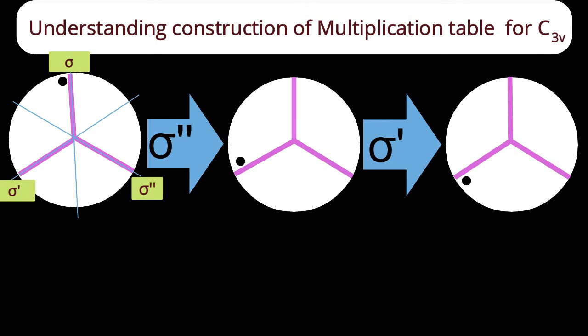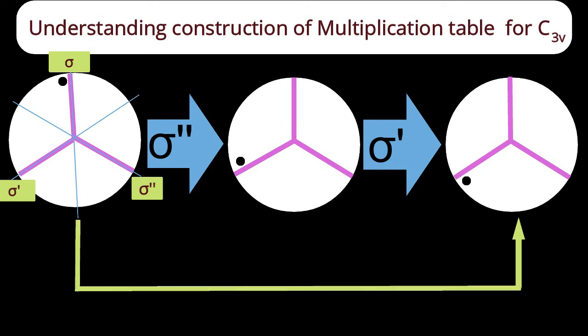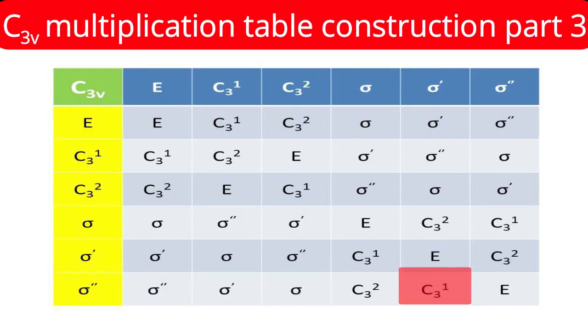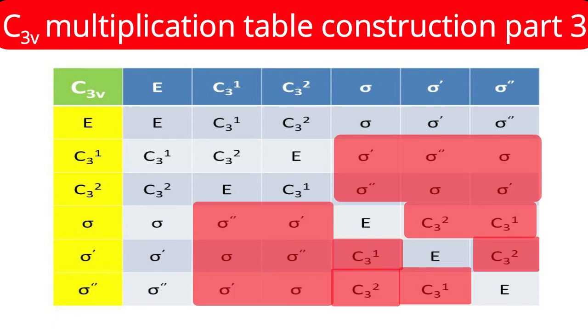This final result I can obtain from the original structure by which kind of rotation? The only possible answer is C31. Conclusion: sigma double dash into sigma dash is equal to C31. The multiplication table also agrees with this answer. Sigma double dash into sigma dash is equal to C31. So the major, important portions of the multiplication table we have covered. The remaining portions you can derive in the same way.